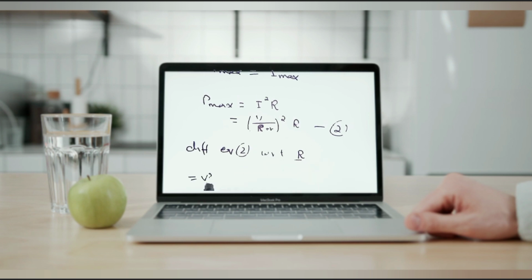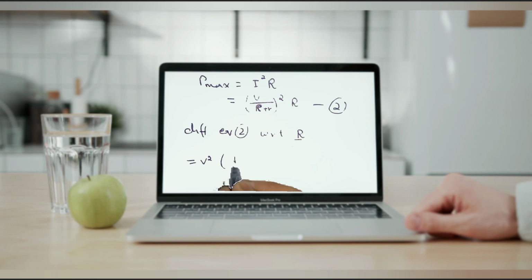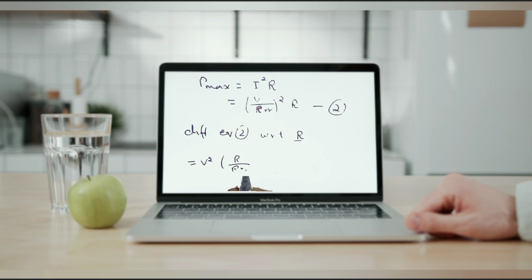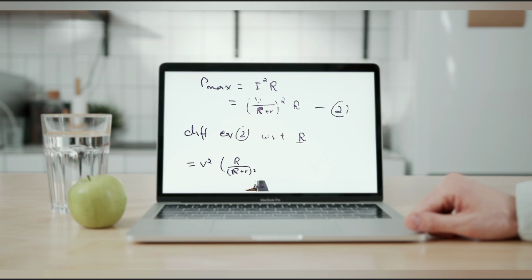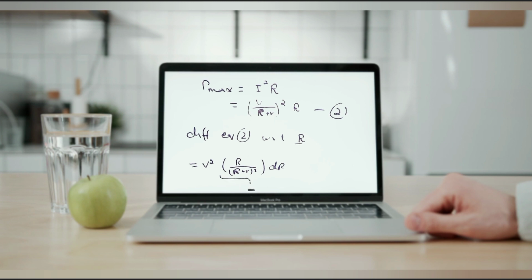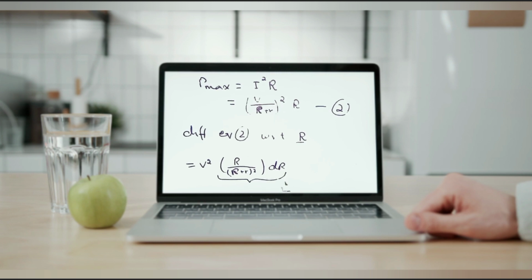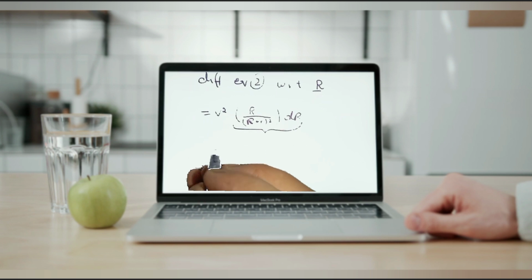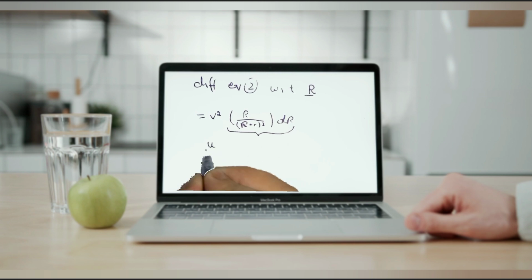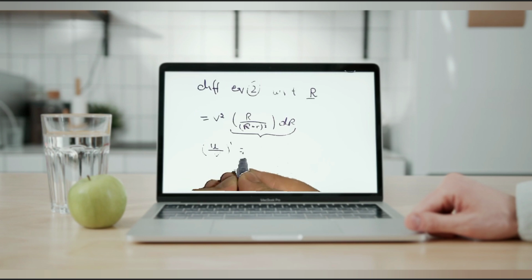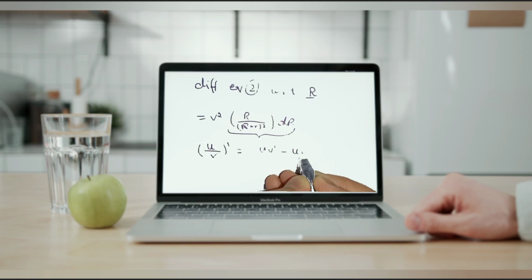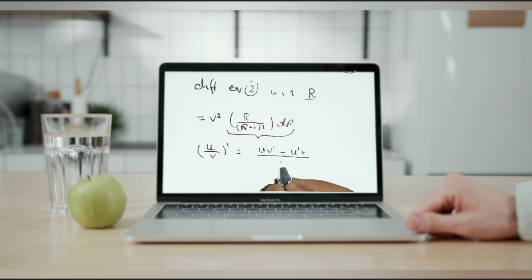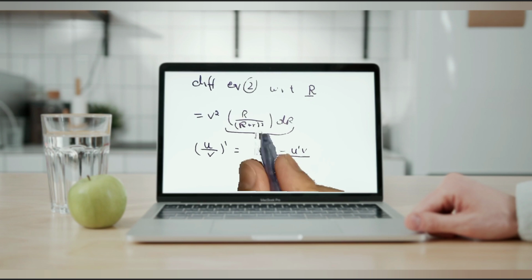Now V squared is a constant, so we write it outside the bracket, and inside we have capital R over capital R plus small r whole squared, dR. We have to find this derivative. We will use here the division derivative formula: u over v whole dash is equal to u v dash minus u dash v over v squared.